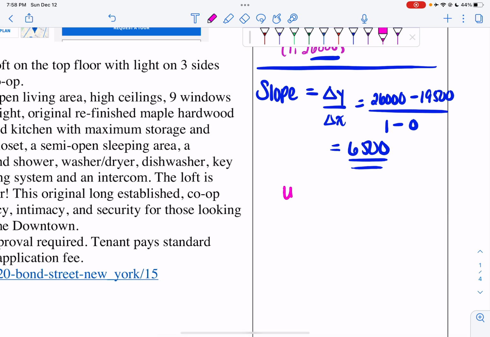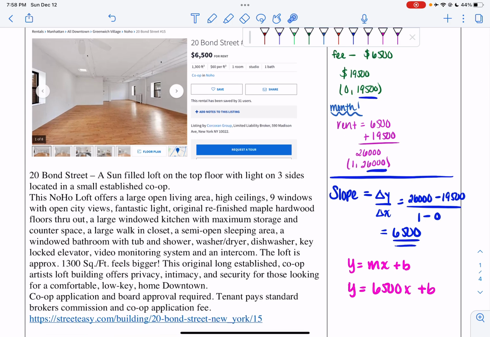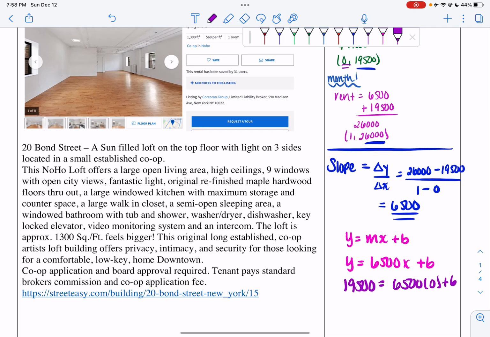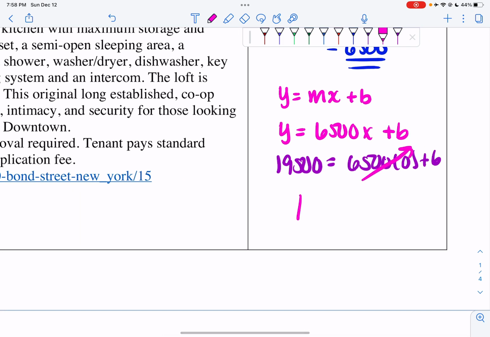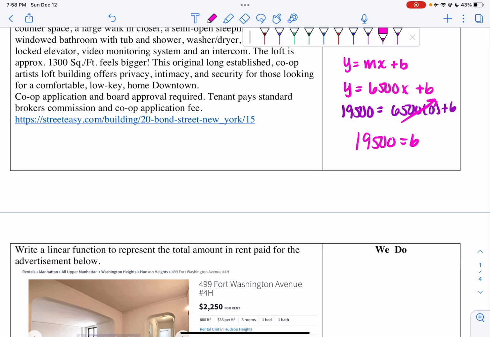So if I go to my equation of y equals mx plus b, I can substitute in that 6,500. So I have y equals 6,500x plus b. Now I need to choose my favorite point. I'm going to use (0, 19,500). So I know that 19,500 is my y value. So I have 19,500 equals 6,500 times 0 plus b, because I'm substituting in that x value of 0. This is going to cancel. So I get 19,500 equals b. So my y-intercept is 19,500. So my equation for this apartment would just be this: y equals 6,500x plus 19,500. And that's your final answer.